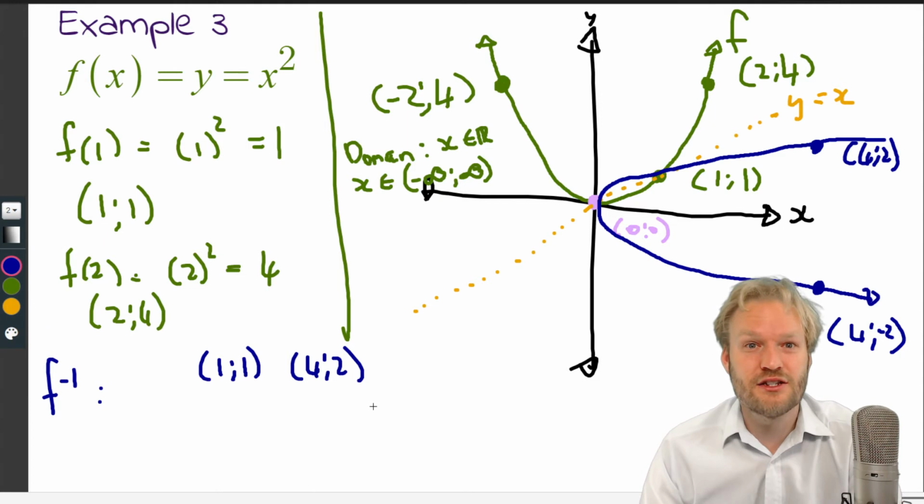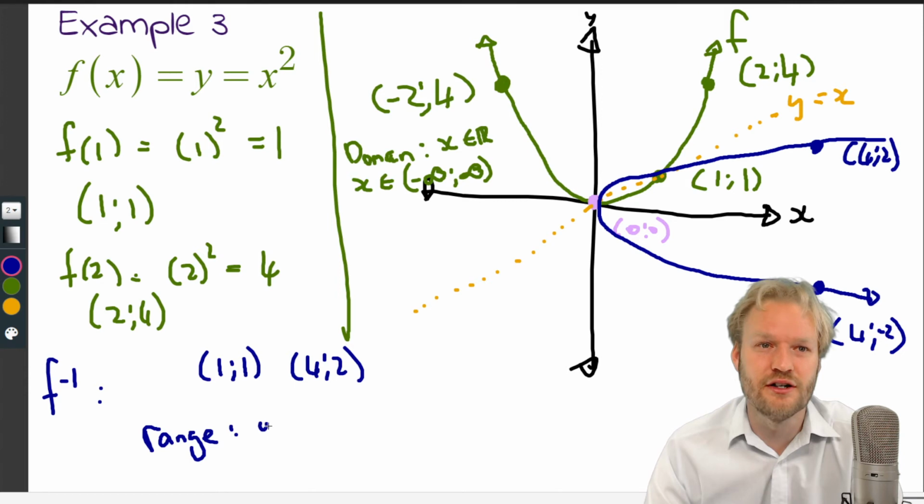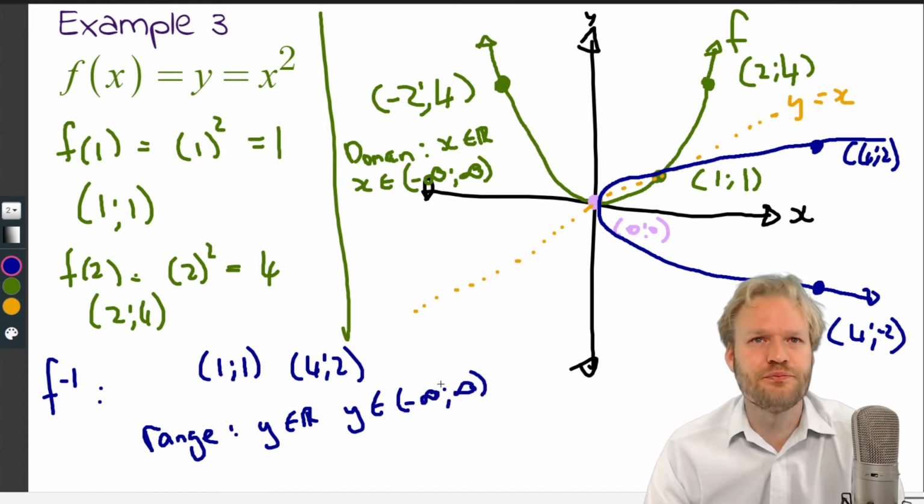Remember, what was x on the one function is y on the other. So for our inverse, our range is the same as the domain on the original function. So our range now is y is any real number, or you might have written it in the form y goes from negative infinity to infinity.